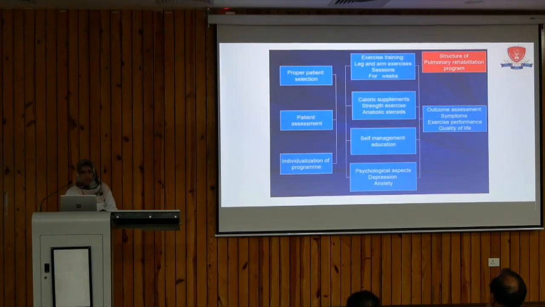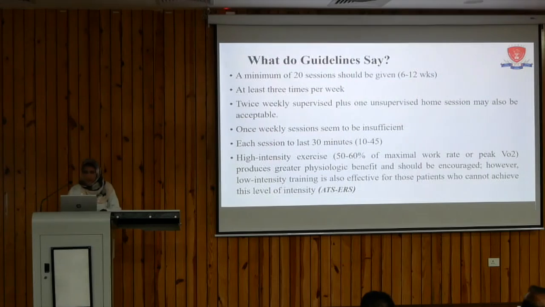After doing this, we'll prescribe exercise training in the form of limb and arm exercises. This will be scheduled for a few sessions and for a few weeks. Then calorie supplementation, strengthening exercise, anabolic steroids may be given, self-management education, and psychological aspects like depression and anxiety, which we have to treat. Further, after these 4 things, we will do outcome assessment like symptom assessment, exercise performance, and quality of life in the form of SF36 and the 6-minute walk test.